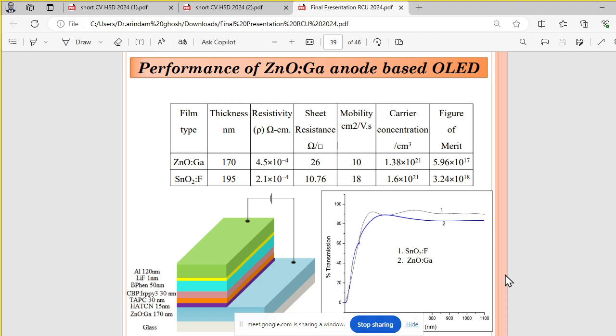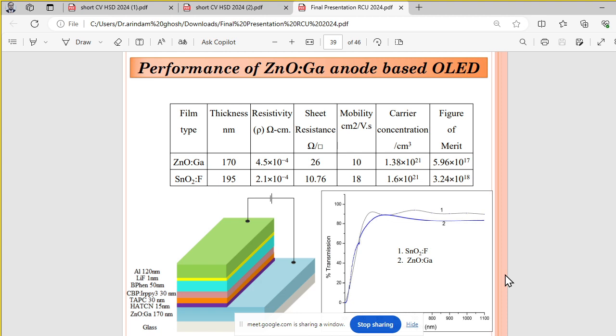So here we deposited the film with a thickness of 170 nanometer. It's considered as an anode material. Its optical transmission shows more than 90% in the visible region of the solar spectrum. The device architecture is shown here in a diagram. Many layers are there: electron transporting layer, hole transporting layer, electron blocking layer, hole blocking layer, buffer layer, anode, and cathode, or maybe called the counter electrode. That is the basic structure.